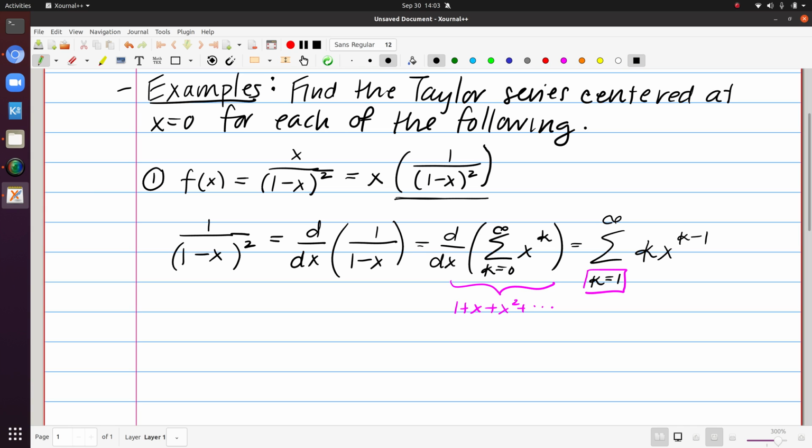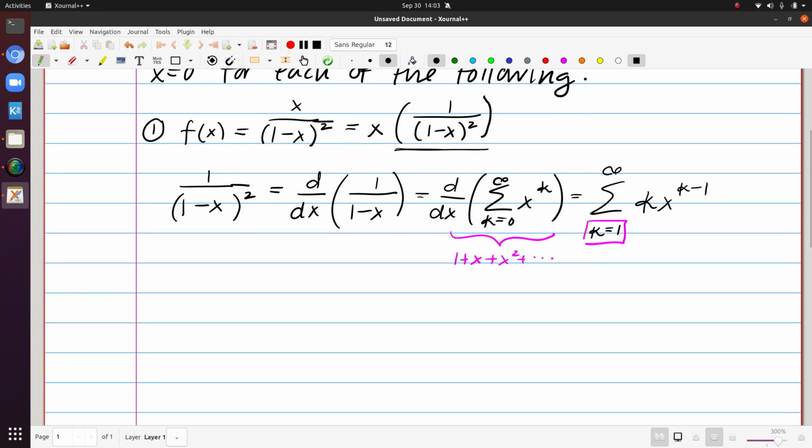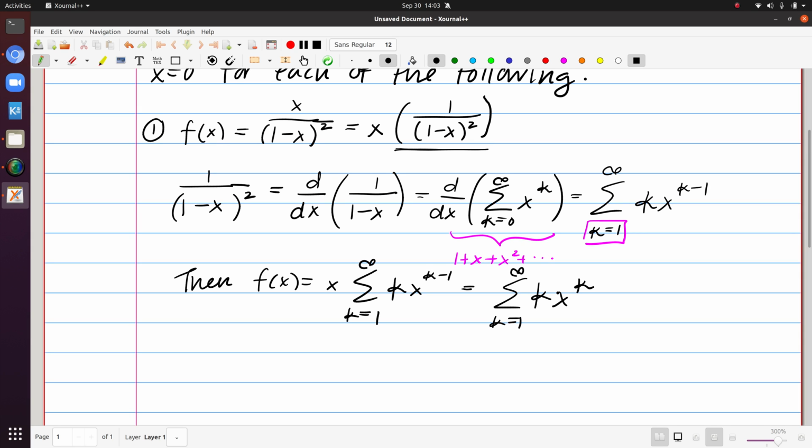So now I'm only left with having to deal with that multiplier of x. So now I can say f of x is x times the sum from 1 to infinity of kx to the k minus 1. And as we saw with multiplying by powers of x, what I can do is just adjust my exponents. So x to the k minus 1 now becomes x to the k from adding in the exponent 1 there. So this is my final answer here.